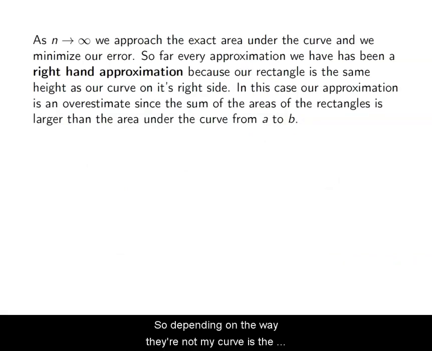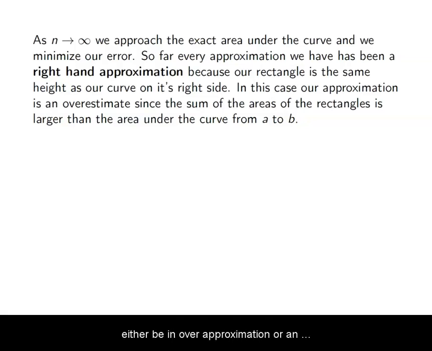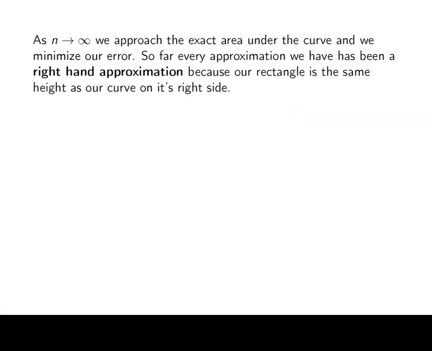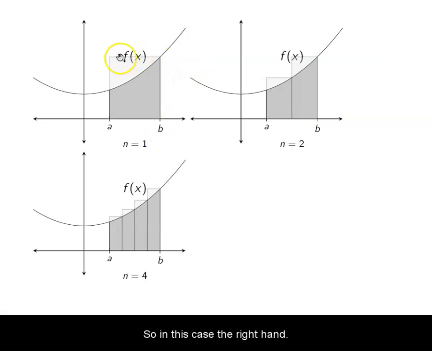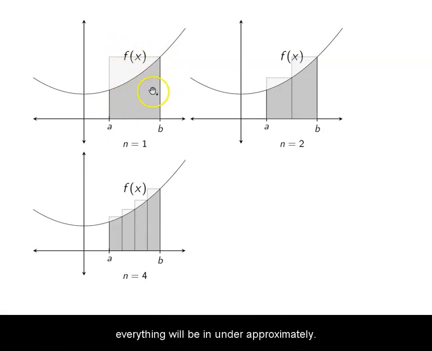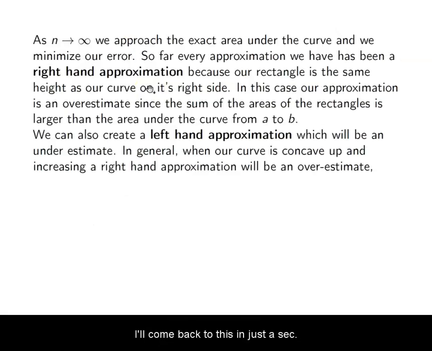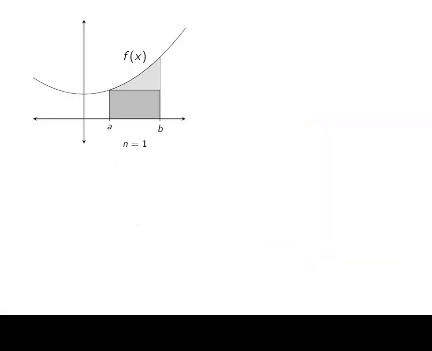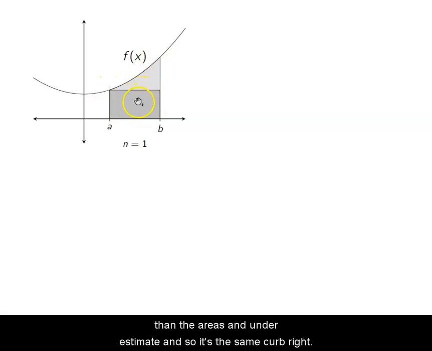Depending on the way that my curve is, the left-hand approximation or the right-hand approximation can either be an over-approximation or an under-approximation. So in this case, the right-hand approximation is an over-approximation. It's an overestimate because everything is over. If I take it from the left side instead, everything will be an under-approximation. So if we come here, I'll come back to this in just a second. Here, if I do the left-hand side, you can see that the rectangle is much smaller than the area. It's an underestimate. And so it's the same curve.